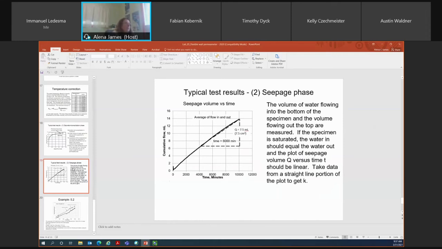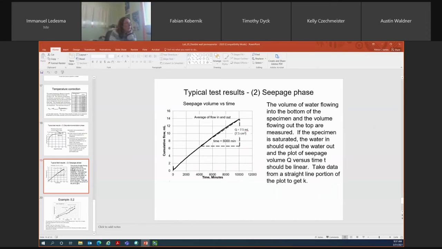During the seepage phase, the plot of your flow at the base of the specimen and your flow at the top of the specimen should be approximately equal. That's shown on this graph here. That being said, I've never seen plots where they're actually 100% equal. There's usually some variations in the plots.